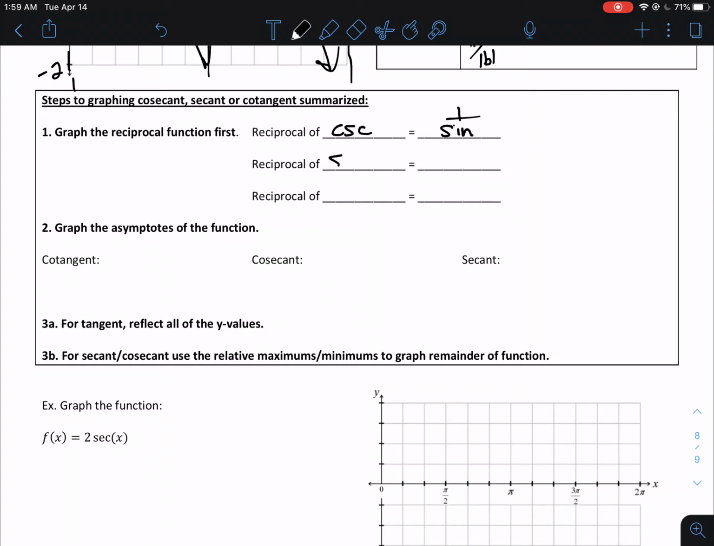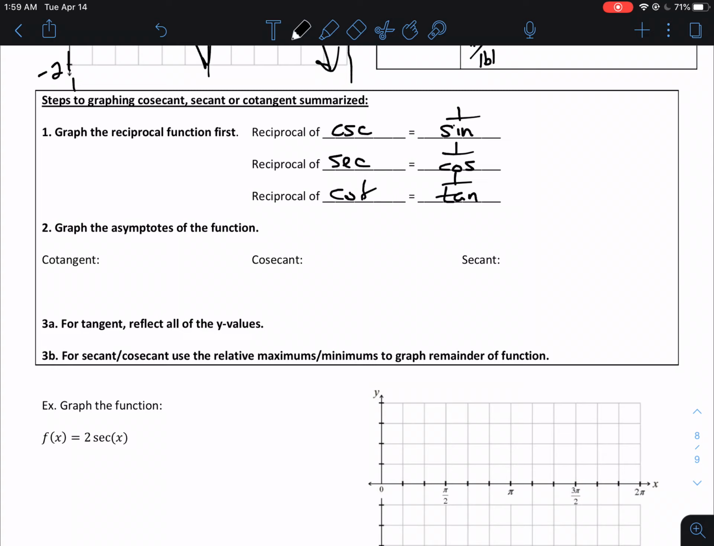The reciprocal of secant is 1 over cosine. And the reciprocal of cotangent is 1 over the tangent. So whichever one you want to graph, cosecant, secant, or cotangent, start by graphing the reciprocal. So start by graphing sine, cosine, or tangent first.